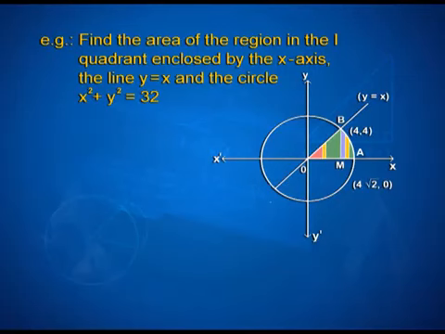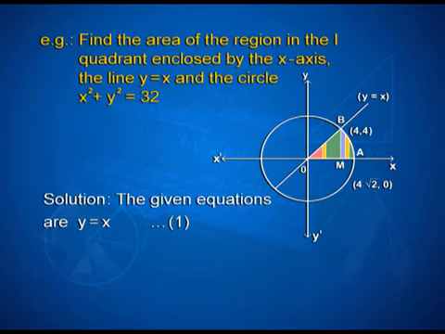Now, let us look into one more example. Find the area of the region in the first quadrant enclosed by the x axis, the line y equal to x and the circle x square plus y square equal to 32. For the solution, the given equations are y equal to x as the first equation and x square plus y square equal to 32 as the second equation. We have in the figure a circle with x axis and y axis and a line y equal to x. We also have vertex A as (4 root 2, 0) and B as (4, 4).